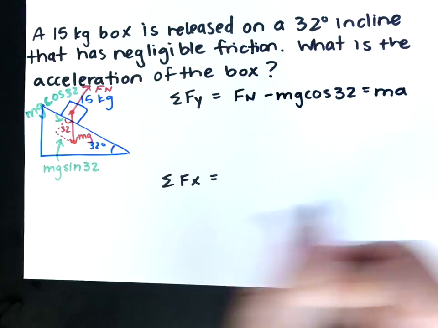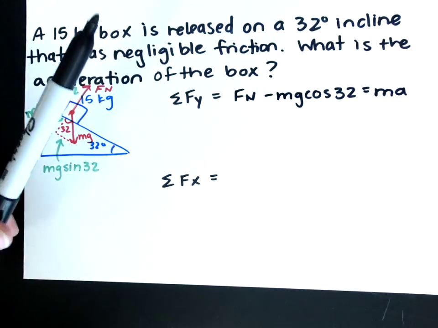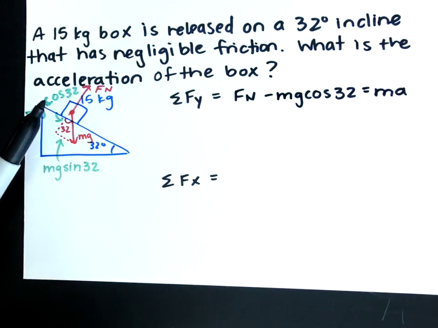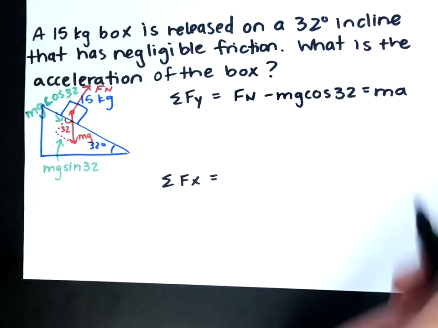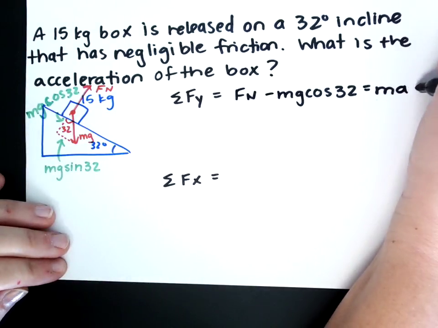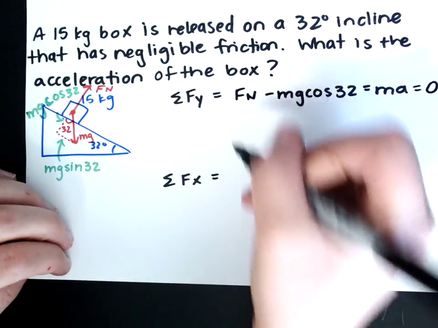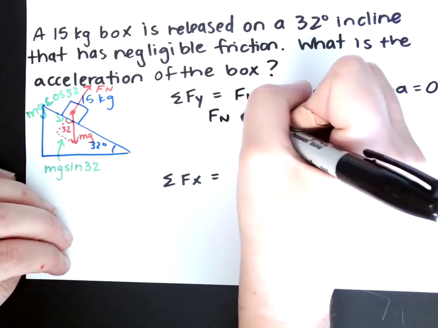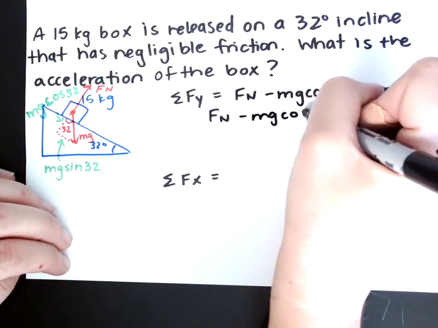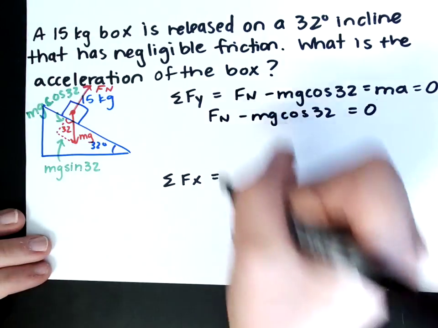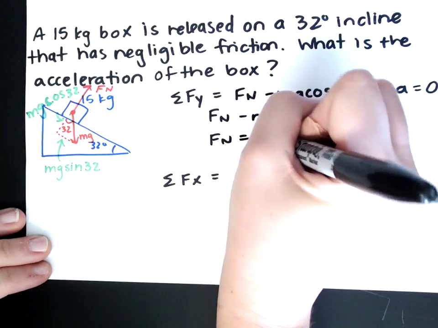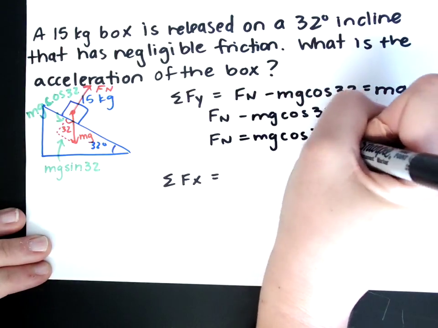Is the box accelerating up and down relative to the incline? No, it's not moving upwards and downwards, right? It's just sliding down the ramp this way, only in the x direction. So our a is 0. So we can simplify this. Fn minus mg cos 32 equals 0. So you get the normal force is equal to mg cosine 32.